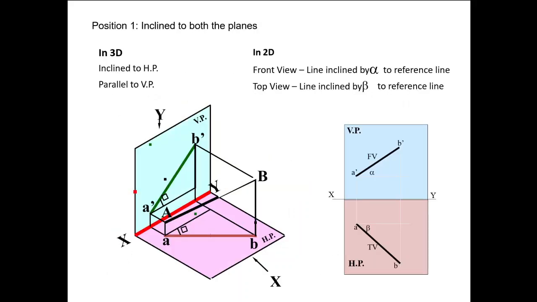Now we will see if the line is inclined to both the planes. Here line AB is inclined to HP, and it is parallel to VP and making an angle beta. Alpha and beta are the angles. So the front view will be A dash B dash, but what will the angle be? The line is inclined by alpha to the reference line.